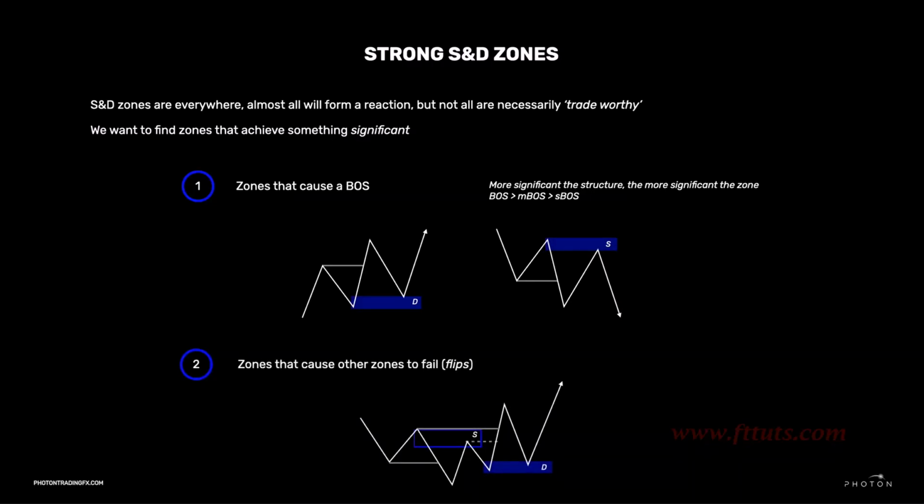And the second main way that we use to validate zones as doing something and achieving something very significant in the market is if a zone actually manages to overpower and take out another strong valid zone, causing that zone to fail. So we call these flips, so supply to demand flips, or demand to supply flips. So when you find a zone that combines both methods, so not only does it cause a break of structure, but it also caused another zone to fail in the process, then this is when you have the highest probability zone, all else being equal.